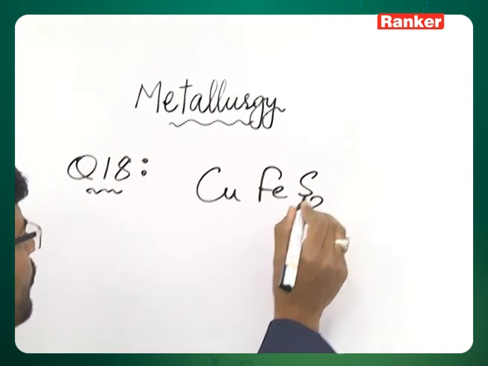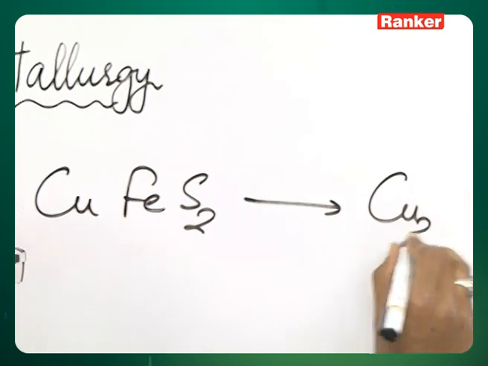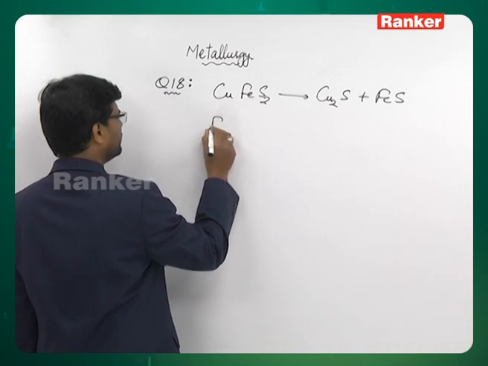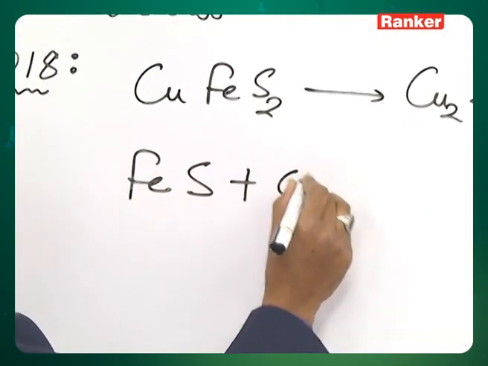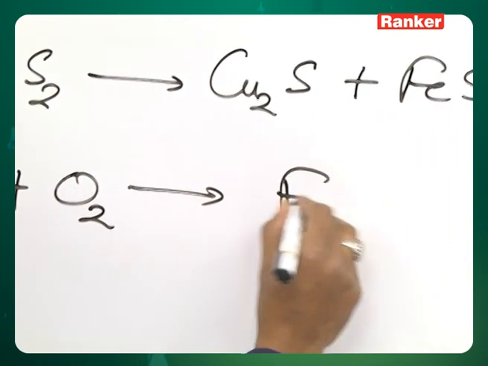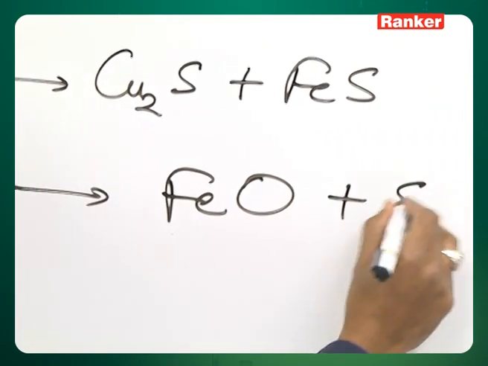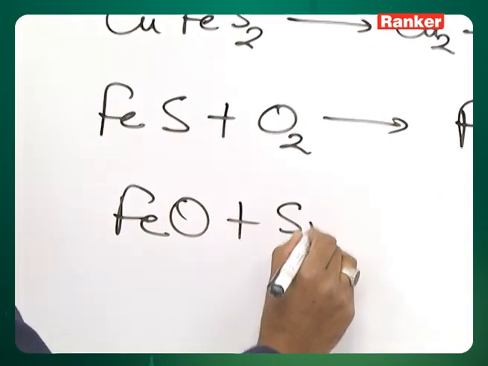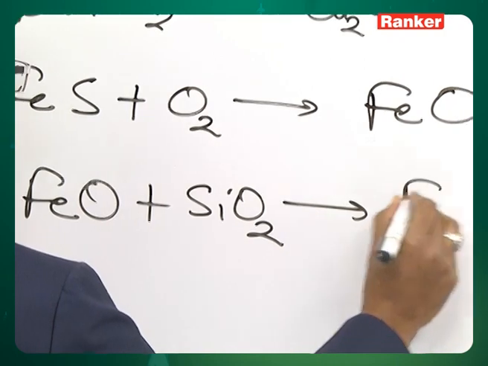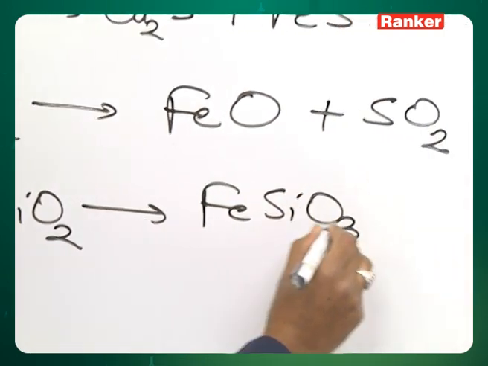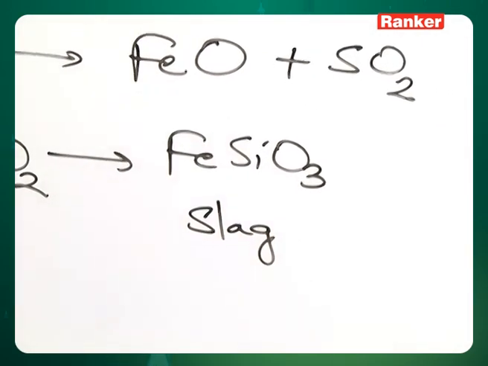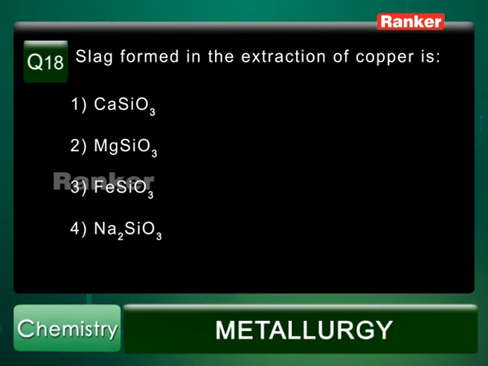CuFeS2 is the ore of copper. It consists of Cu2S and FeS. So during the extraction of copper, FeS undergoes oxidation preferably to give FeO. Of course, you get SO2, and then FeO combines with SiO2 to give FeSiO3, ferrous silicate. This is the slag which is formed during the extraction of copper. So the correct answer is third option, FeSiO3.